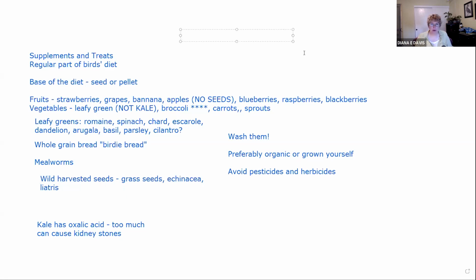And the question came up, what percentage? Pelleted diet should be the majority of the diet. If you're feeding pellets, we're talking 75% or more of the diet. Mixed seeds from the store, that's a little trickier. It still should be more than half, but birds will do exactly what kids do. They pick out the junk food.